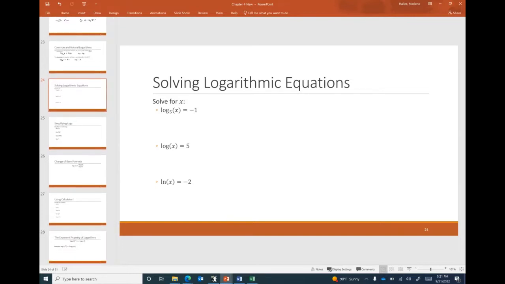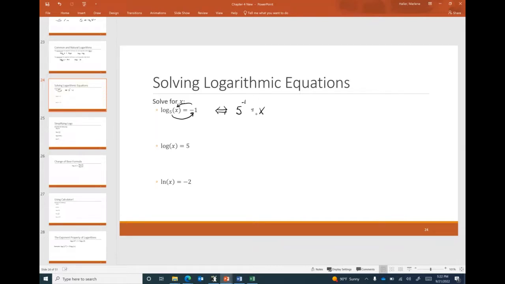Right, solving logarithmic equations. The easiest way, most logarithmic equations can be solved this way. Sometimes they need a little manipulating first, but to solve a logarithmic equation, if you're solving for the argument, you want to convert that over to exponential form. You want to write its equivalent exponential equation, because those are so much easier to solve, right? So if log base 5 of x equals -1, then we can say that 5 to the negative first power, around the circle, equals x.